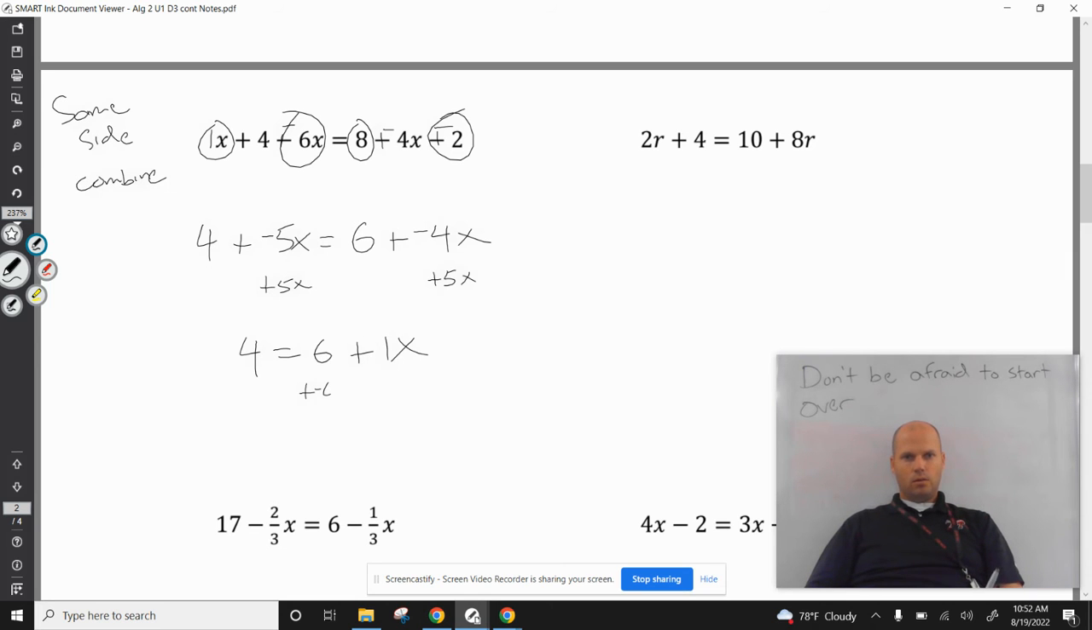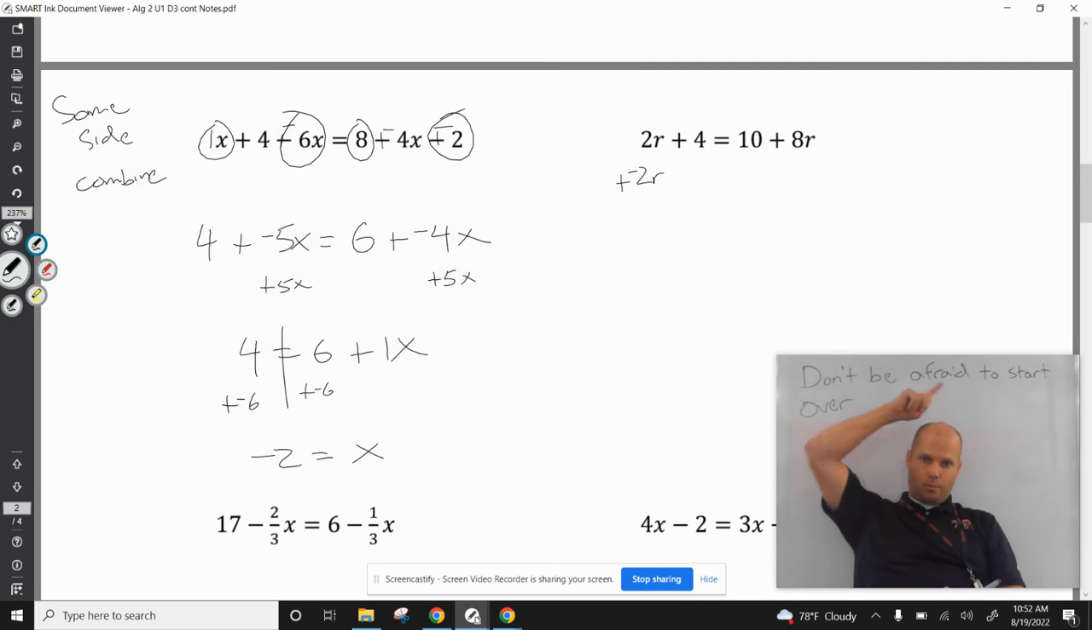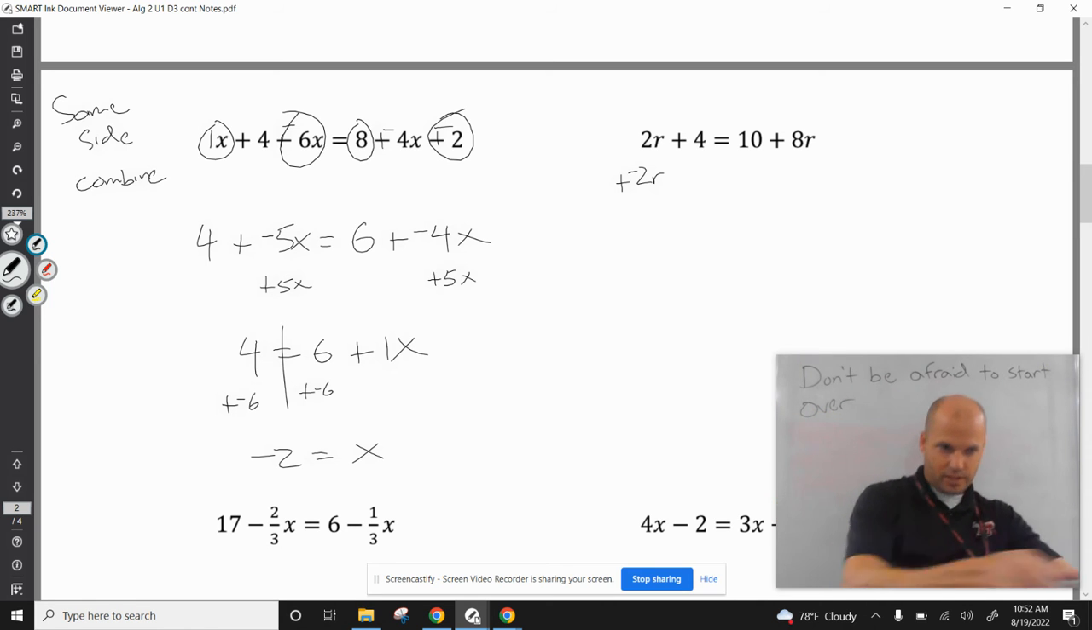And now, with one step, where's your variable? What's bothering it? The 6, not the 4. With one step, I get that. Okay? Same thing here. I could subtract 8r's or add negative 8r's, but then I have a negative. I don't want negatives. So maybe this is something new. Don't be afraid to start over and do something new. Let me write that something.